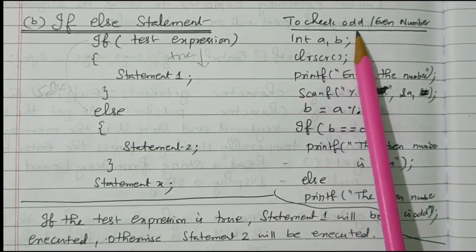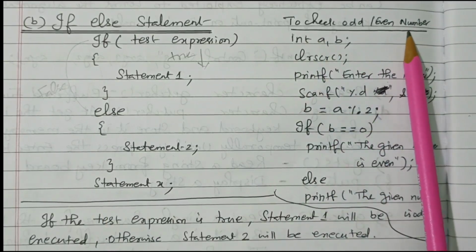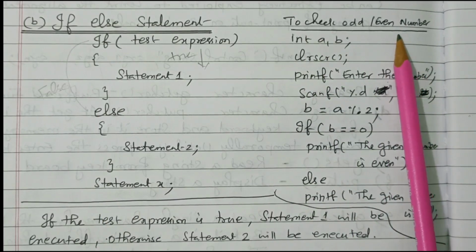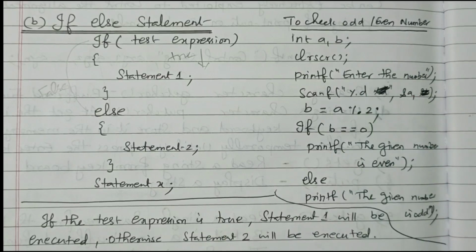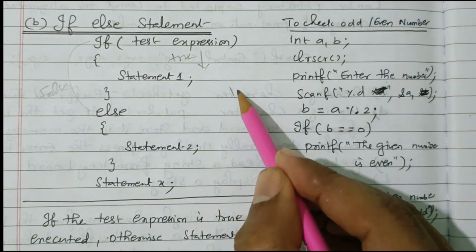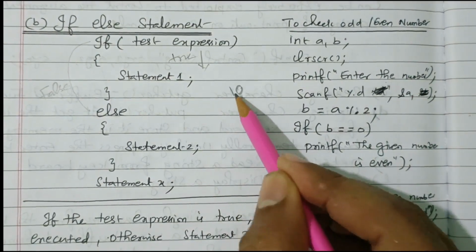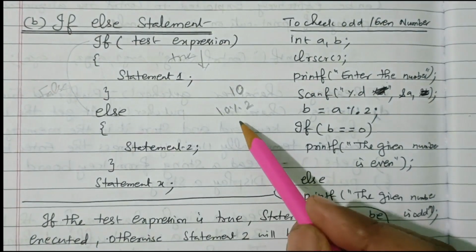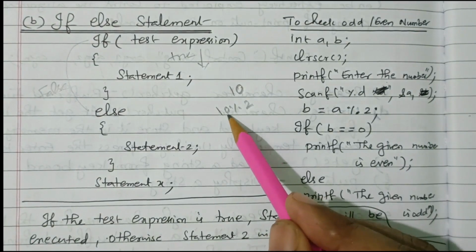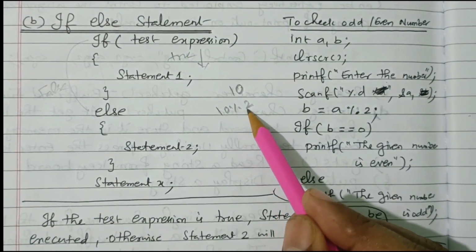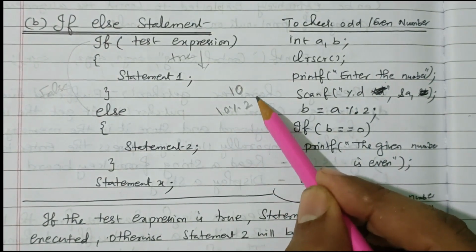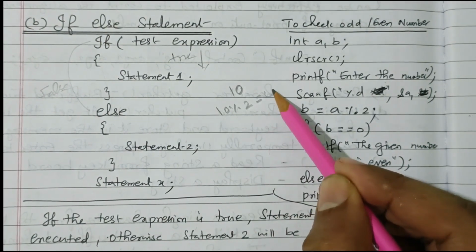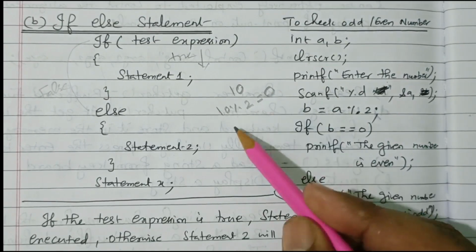To check whether a given number is odd or even, we need to verify it. How to verify if this number is odd or even? For example, take 10. 10 percentage 2, the percentage gives the remainder value. When 10 is divided by 2, it goes 5 times. There is no remainder, so the remainder will be 0.